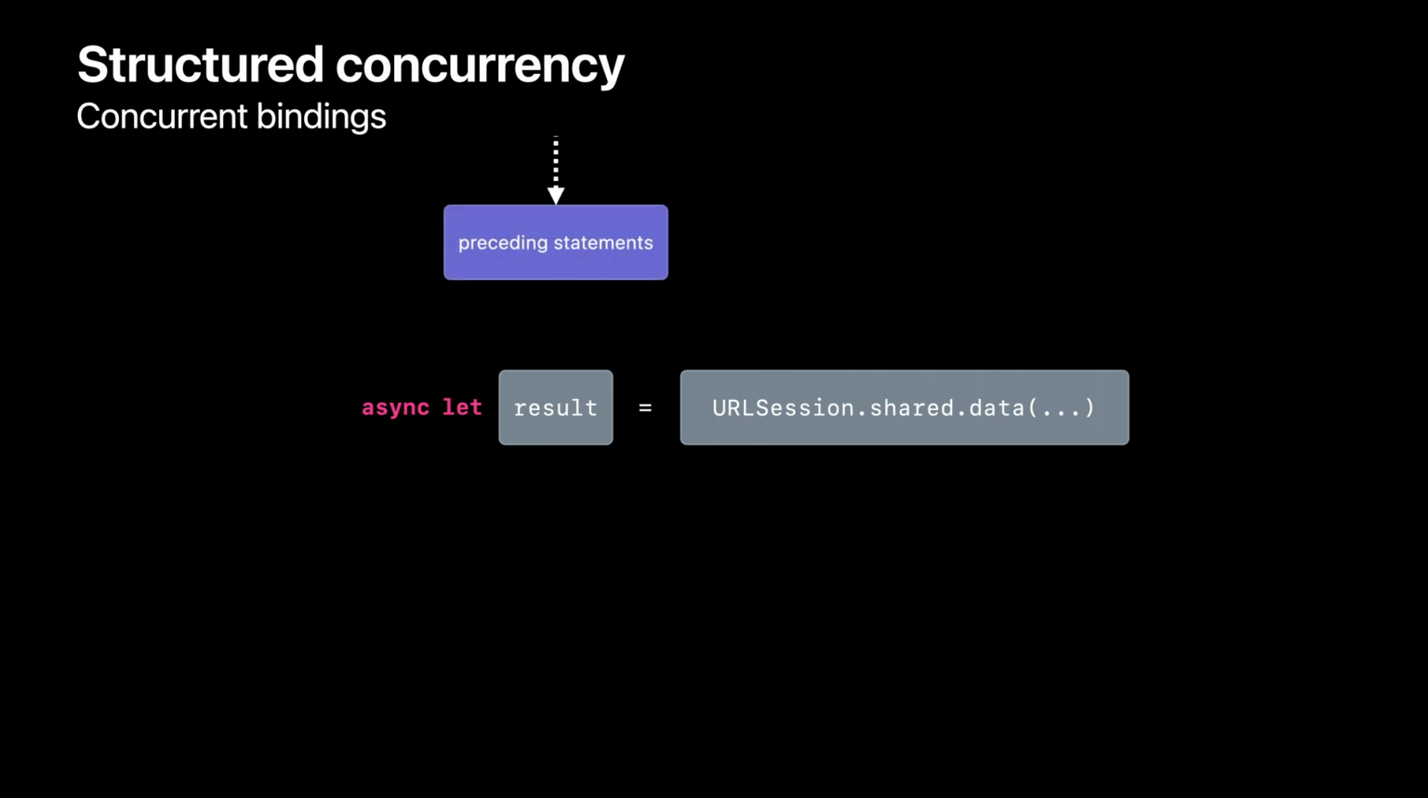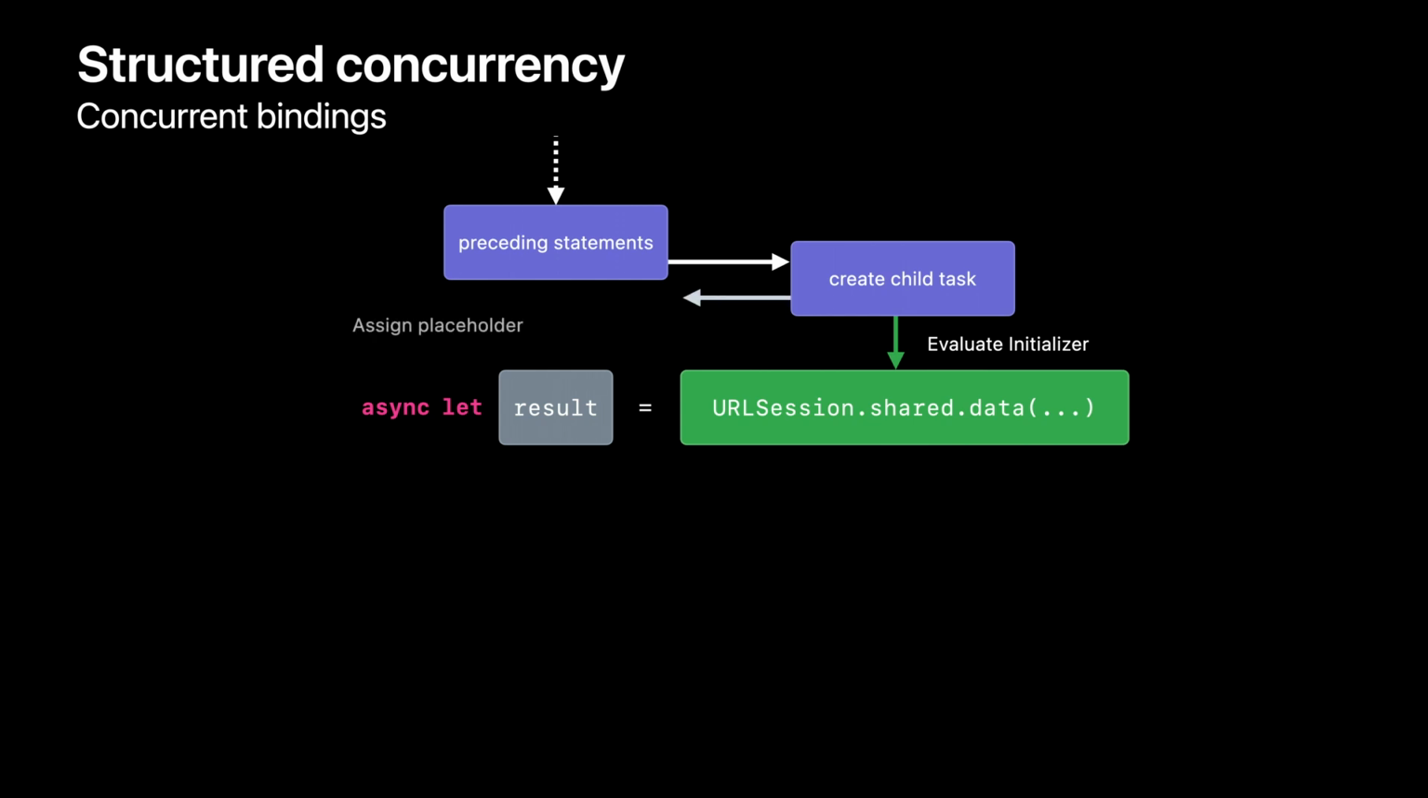I will start just at the point before encountering the binding. To evaluate a concurrent binding, Swift will first create a new child task, which is a subtask of the one that created it. Because every task represents an execution context for your program, two arrows will simultaneously come out of this step. The first arrow is for the child task, which will immediately begin downloading the data. The second arrow is for the parent task, which will immediately bind the variable result to a placeholder value. This parent task is the same one that was executing the preceding statements.